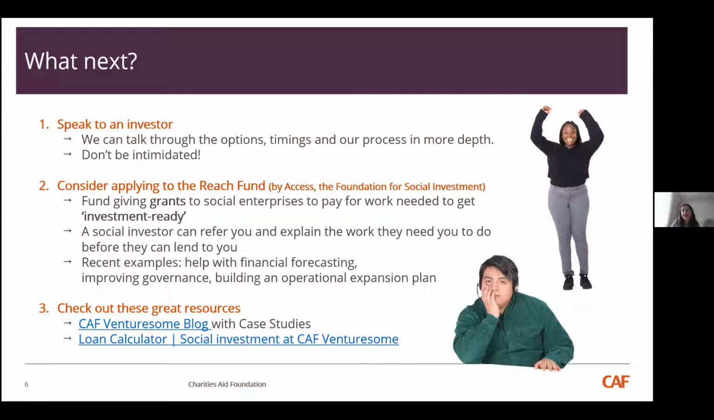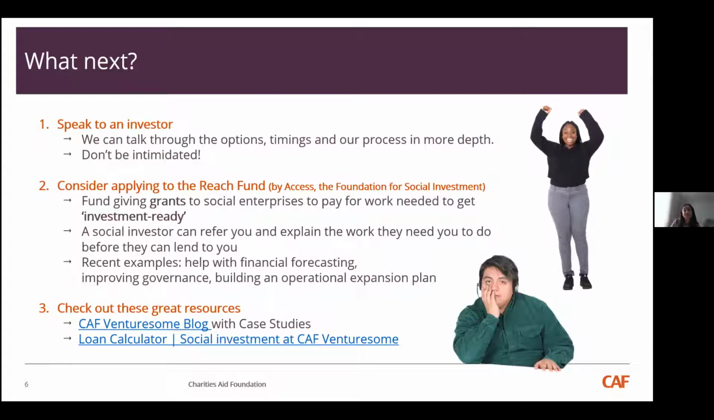I always like to remind people not to be intimidated by investors or jargon. It's nothing you can't learn, and we all have our areas of expertise. Just remember, you know your organization and the people that you help better than any investor. So lead with that, and I think you'll be all right.